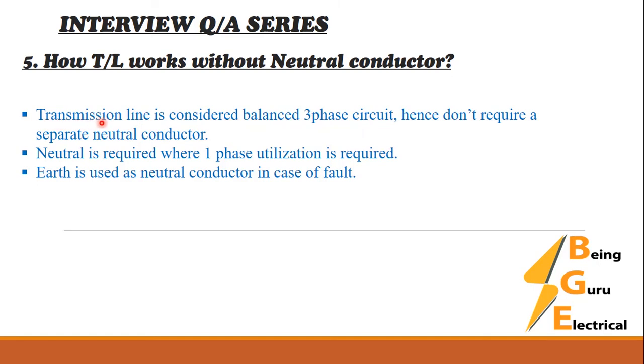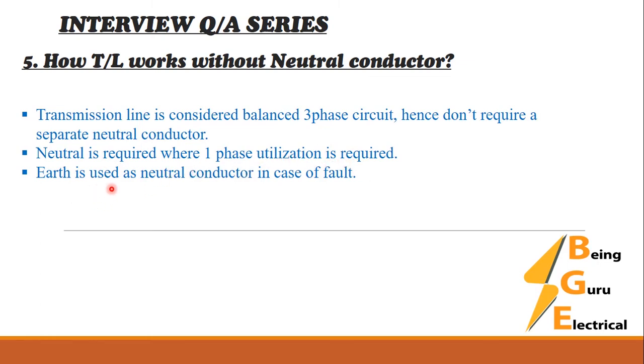Then from the substation, we give neutral from the transformer. So the transmission line doesn't require a separate neutral conductor because it's 3-phase balanced. Neutral is required where single phase utilization is required for the load. Earth is used as the neutral conductor in case of fault.